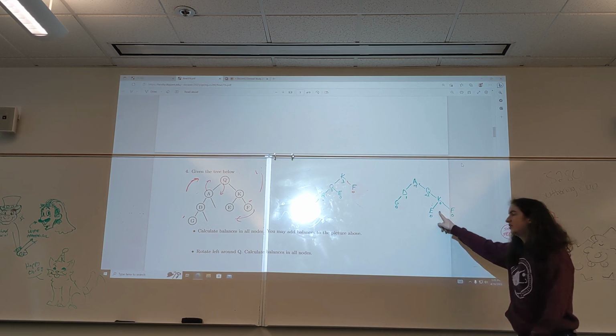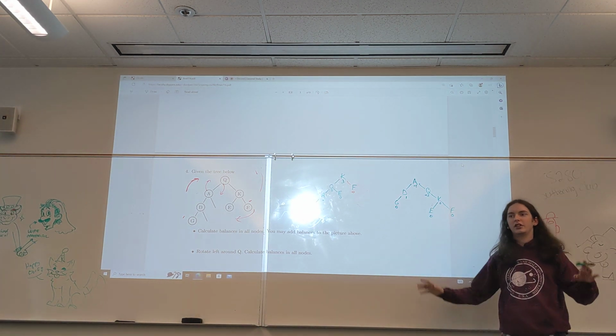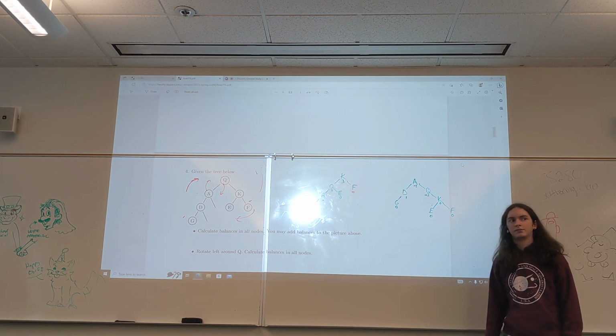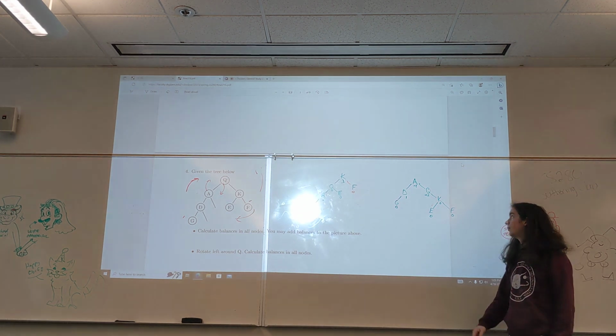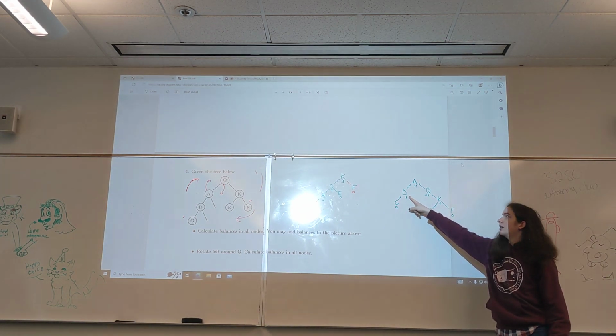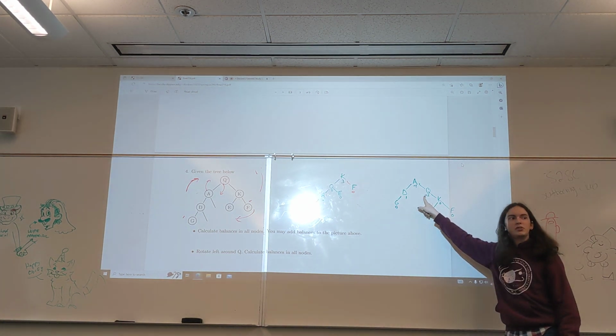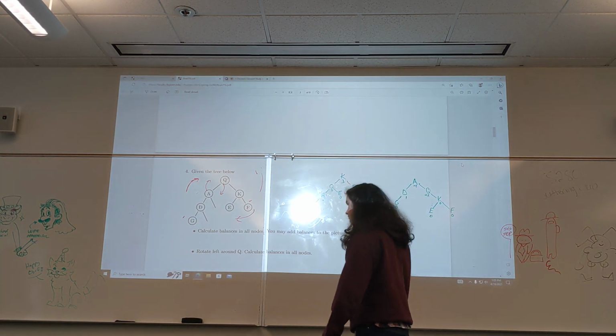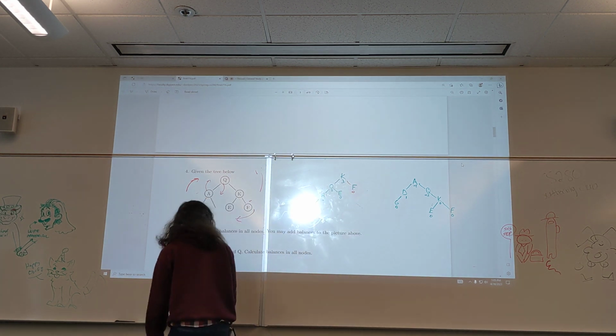Can anybody tell me if this is an AVL tree, not including sorting, but if it's just balanced enough to be an AVL tree? No. Why not? Because D does not have a child. If it does not have a child, that's okay. It's because of Q. Q has an absolute value of balance greater than 1. Yeah. So it's not an AVL tree. Cool. Any questions?